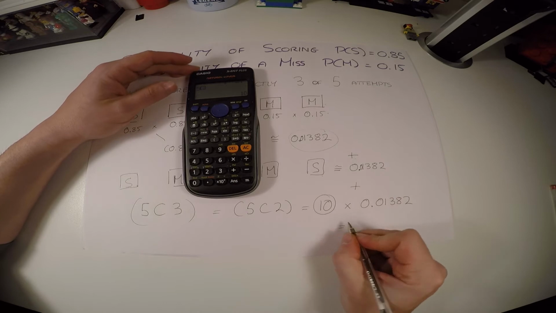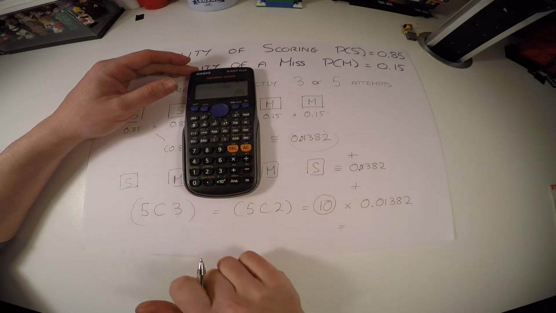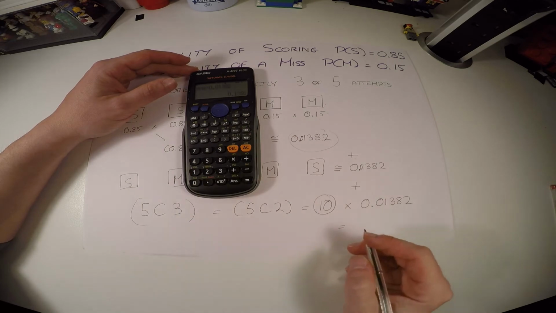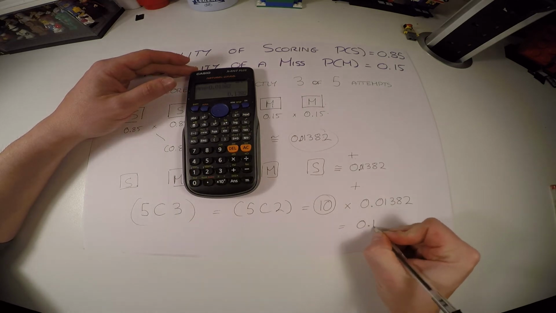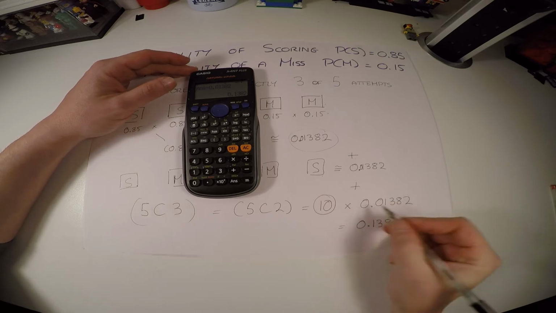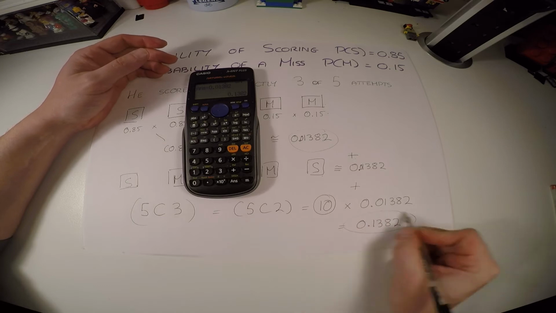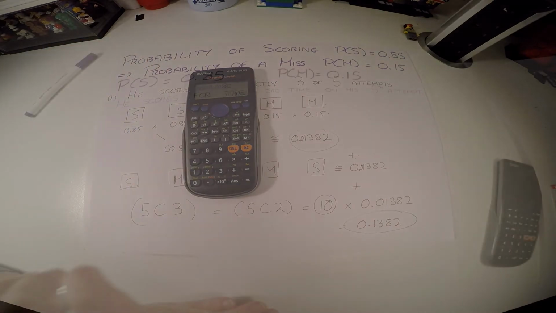0.01382. And if we do that, multiply that by 0.01382, it wants 4 decimal places. So that gives me 0.1382. I just literally brought it all up by multiplying by 10. And so that's it. And 4 decimal places, that's a good enough answer for us here. So that's the first part.